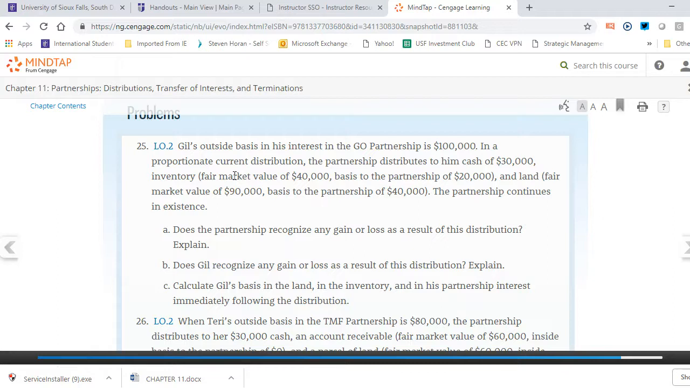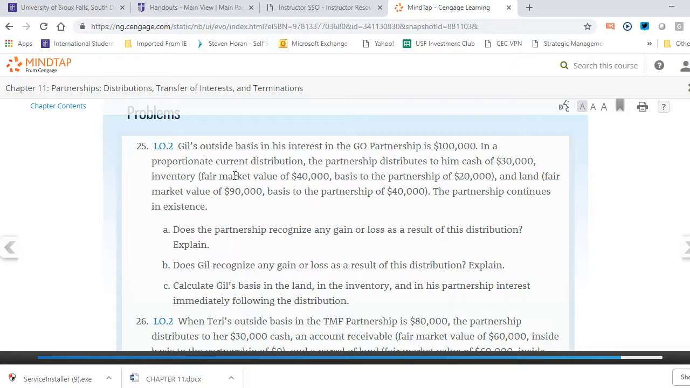Letter B, does Gil recognize any gain or loss as a result of this distribution? Explain. And the answer would be no, because again, this is a proportionate current distribution. Gil would only recognize gain if the cash received exceeded his outside basis. He would only recognize loss under limited conditions and only if the interest in the partnership is terminated, which is not the case. Therefore, there is no recognized gain or loss.